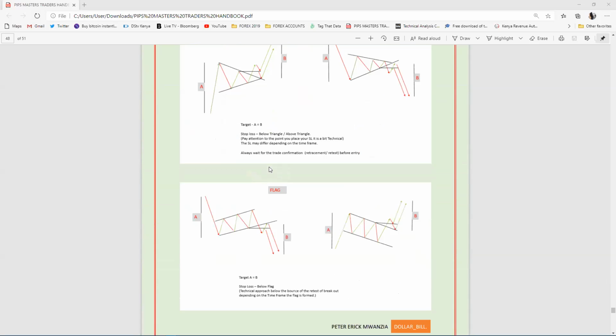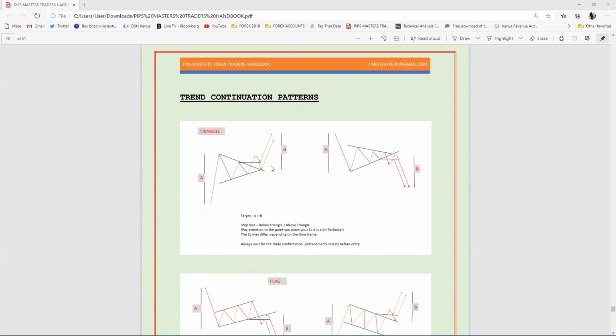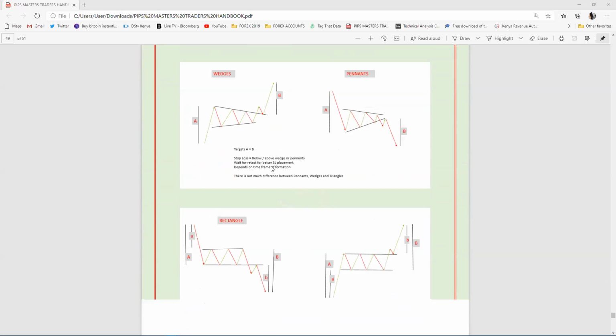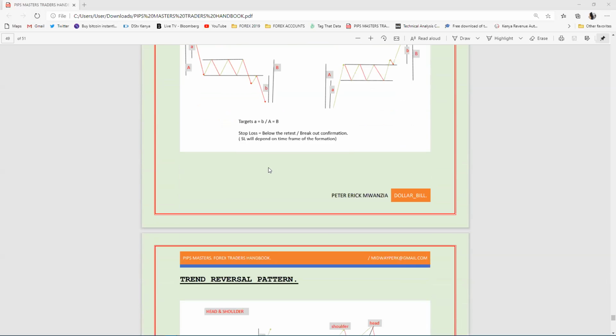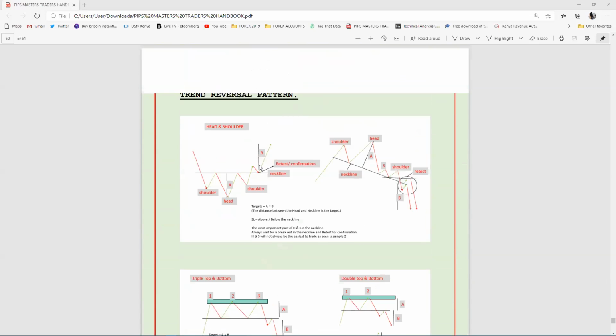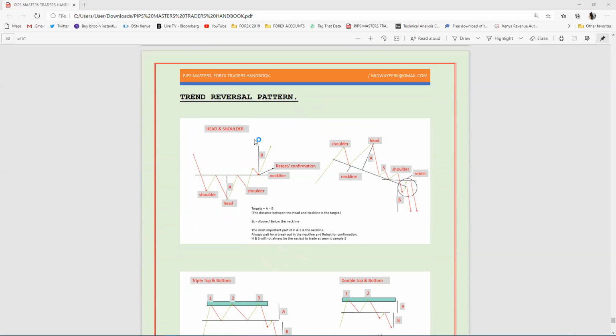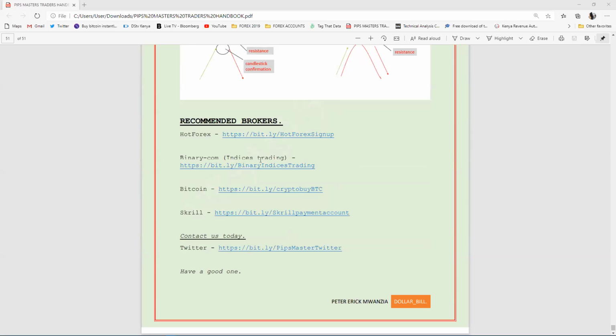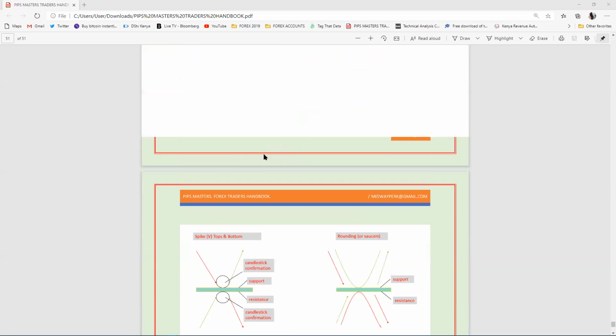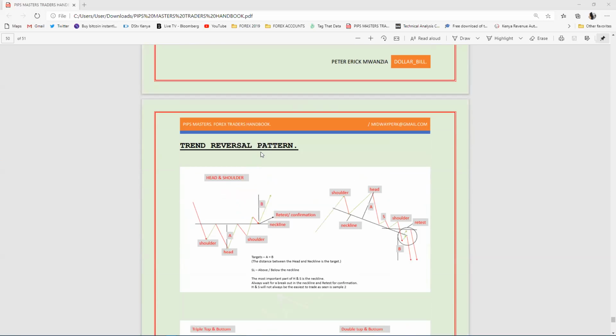Then you're going to see the formations, the trend continuation formations. Okay, I've shown you in images the trend reversal patterns, with formations that indicate that the trend is changing. If you're moving in a downtrend, then you're going to get an uptrend and vice versa. Okay. So yes, that's all for now.